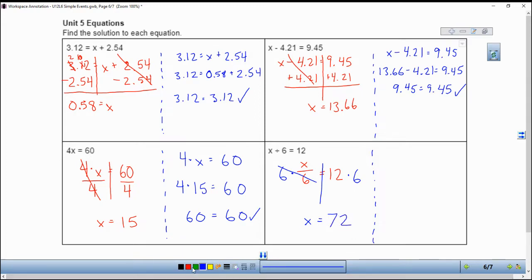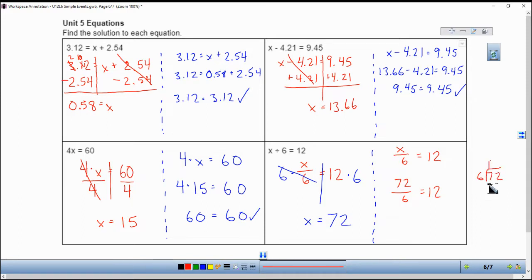All right. Let's check this out. So we got x divided by 6 equals 12. We think our solution is 72 divided by 6 equals 12. Now, again, you can use a calculator, but if you wanted to really be sure, 6 goes into 7 once.